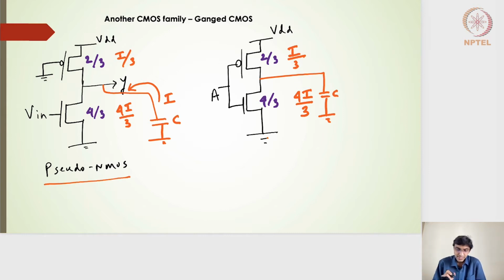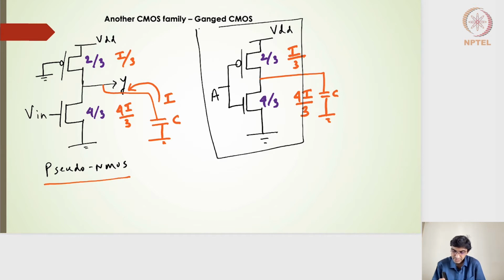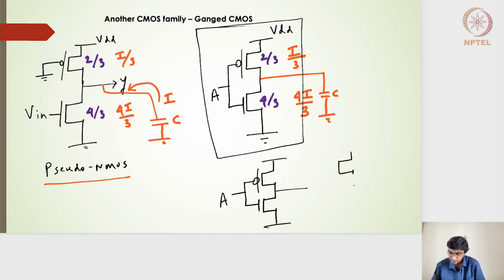Now with this understanding of I/3 and 4I/3, let me draw one more circuit. Basically the circuit will be nothing but two sets of inverters. Let me draw it here, although in a small way. So I have one inverter, and this is my one input, and I'm connecting one more inverter.